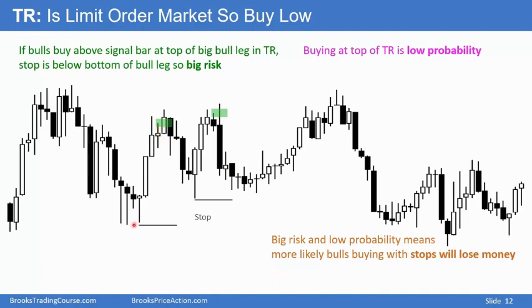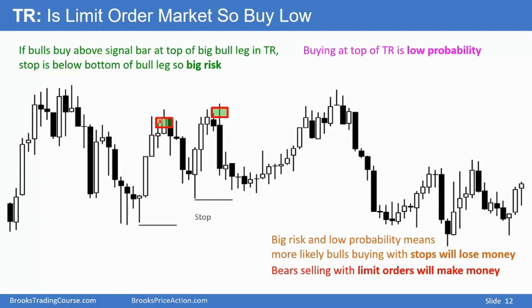Big risk and low probability means bulls buying with stops at the top will lose money unless they manage their trade correctly. Instead, bears selling with limit orders, betting that bull flags at the top of the trading range will fail, have a much better chance of making money.